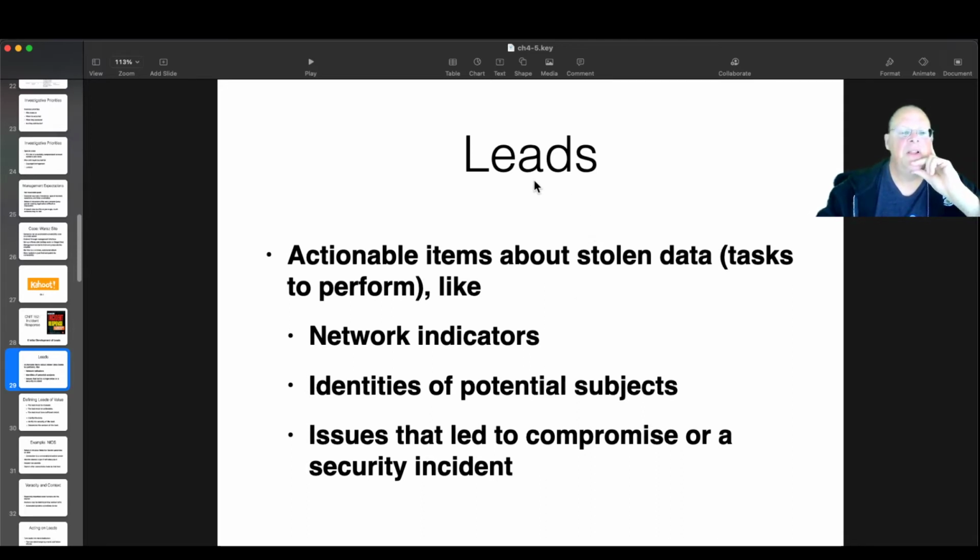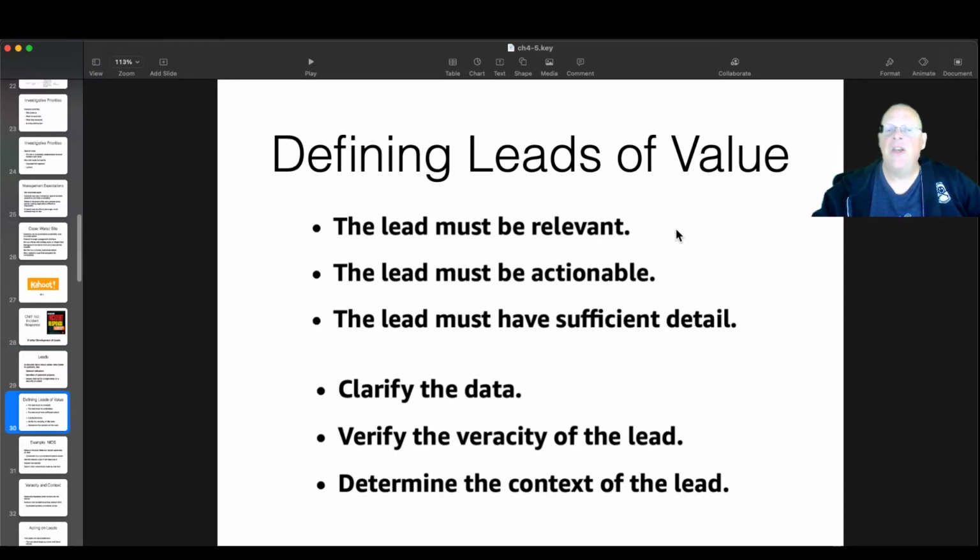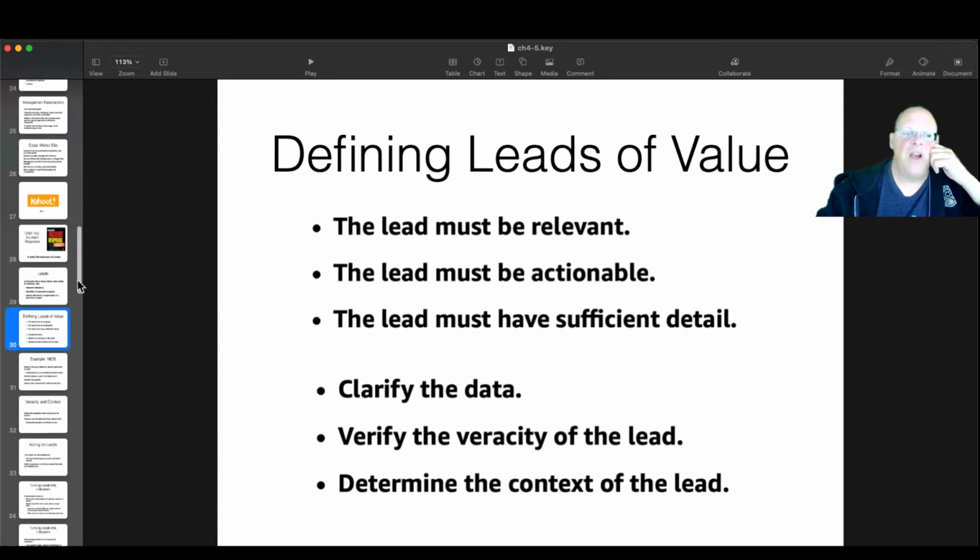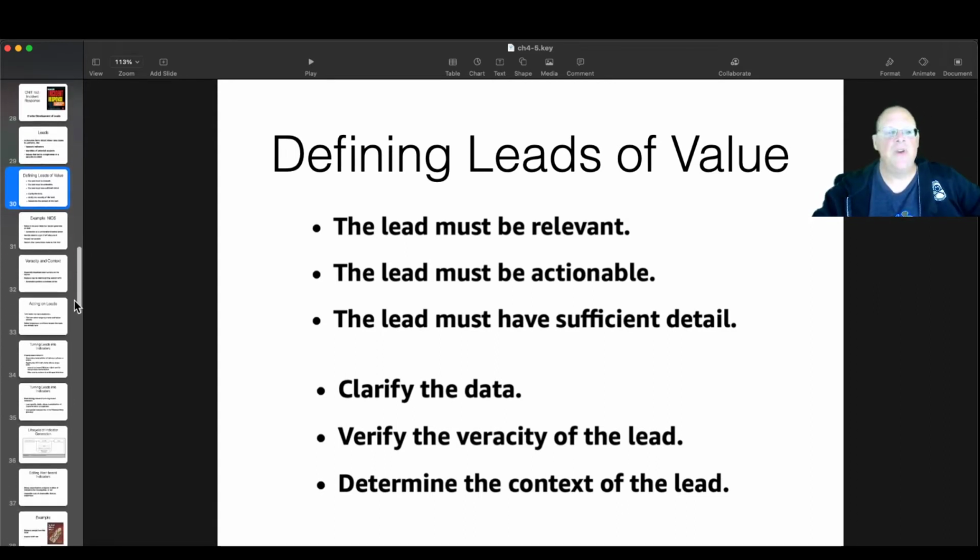Anyway, leads are actionable information that you can use to investigate something. Not just a random fact, but a fact that you can actually use, like somewhere you can go investigate and find more. So you have to have a relevant lead. It has to be something that happened that really is connected to the incident. It has to be something you can use with enough detail. Then you clarify the data, you verify that it is accurate, and get its context, and now you can use a lead to find more facts. This is just what you see all the detectives doing in the cop shows on TV, and that's essentially what an incident response investigator is. It's the same thing, only it's on a network.